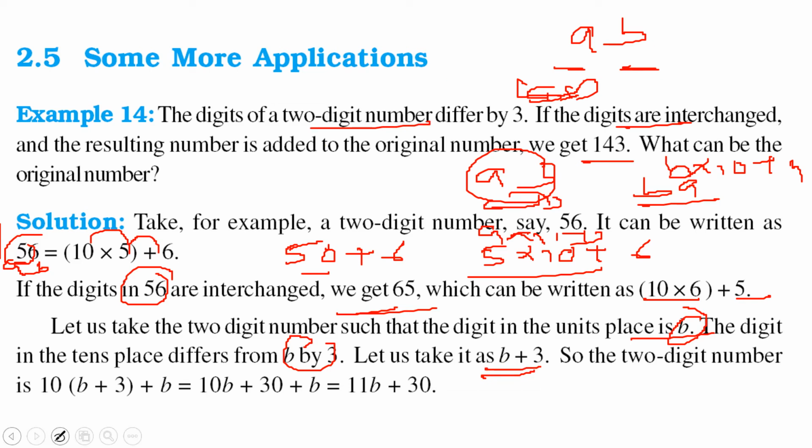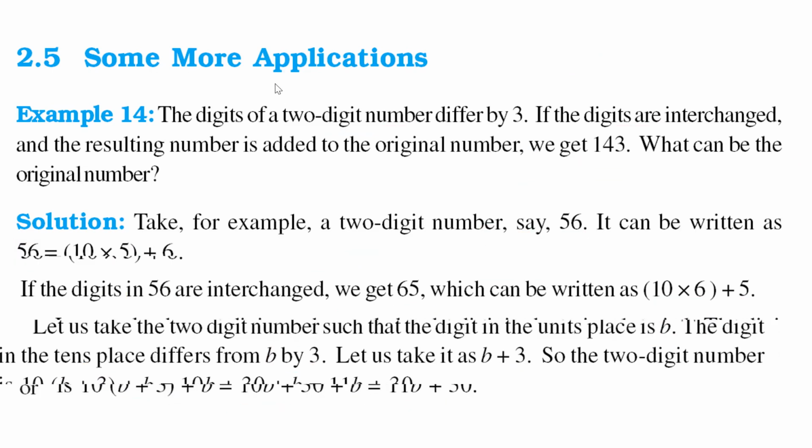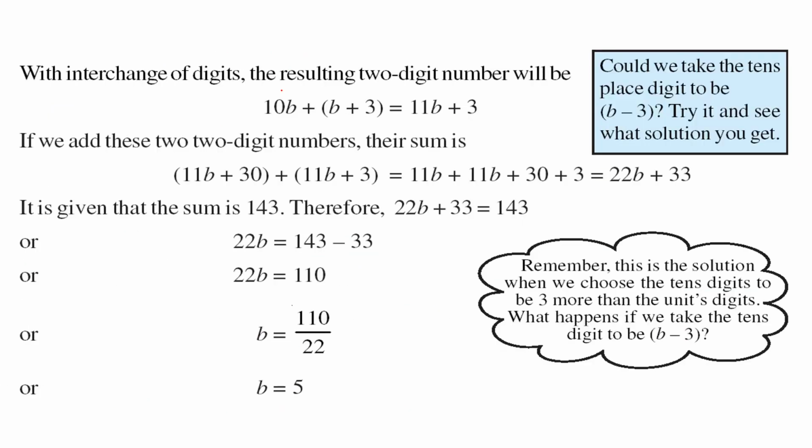Now let us use this expression, 10 into B plus 3, plus B. Because we have taken A, and in the place of A we have written here B plus 3. So 10 into B plus 3 plus B gives you 11B plus 30. Now when we interchange the digits, B will come here and B plus 3 will come here. So it will be 11B plus 3.